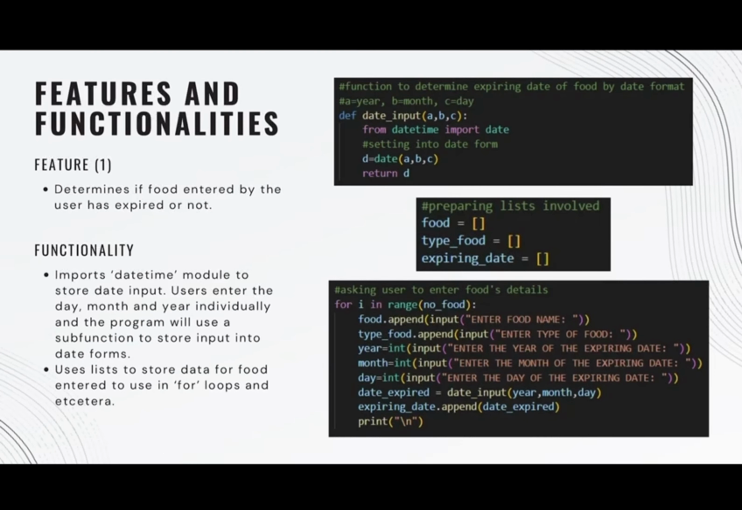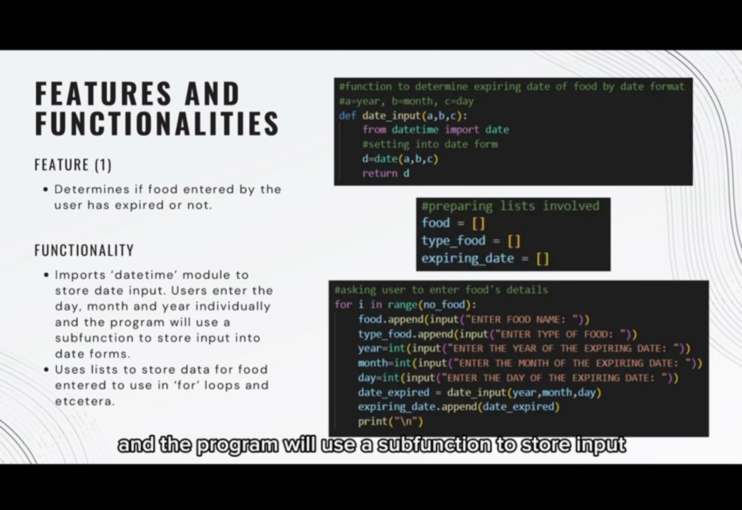Moving on to the next section of our presentation, which is where we'll be talking about features and functionalities. So our program offers three main features, one of them being to determine if food entered by the user has expired or not. How we implemented this feature is by importing the time module to store the date input. Users enter the day, month, and year individually, and the program will use a sub-function to store input into date forms. We also use a list to store data for food entered, to use in for loops and so on. The pictures given are the proofs of the functionalities mentioned.